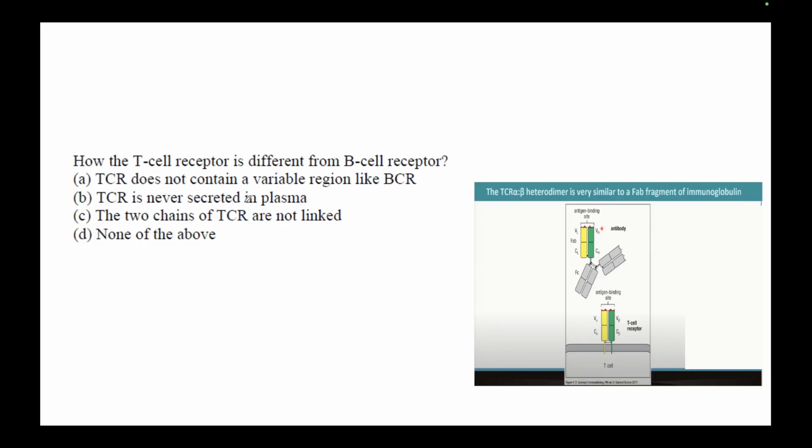The TCR is never secreted in plasma. Unlike the BCR, which is nothing but the antibody and has two forms, one of which can be secreted, the B cell receptor can be secreted in the plasma, but the TCR cannot. It remains anchored to the T cell. So this is correct: it is never secreted in the plasma. Now, the two chains of the TCR are not linked? No, they are linked with each other, these two chains. So the correct option is that TCR is never secreted in the plasma.